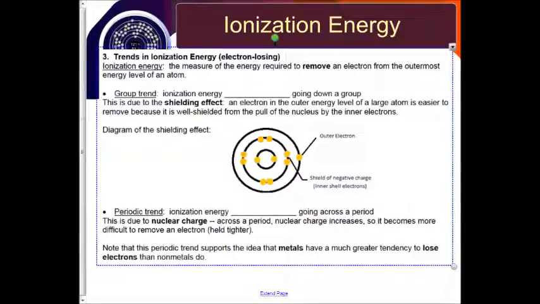Next trend is ionization energy. Now, ionization energy is the measure of how much energy would be required to remove an electron from the outermost energy level of that atom. Now, as a group, ionization energy will decrease going down. This is due to the shielding effect.